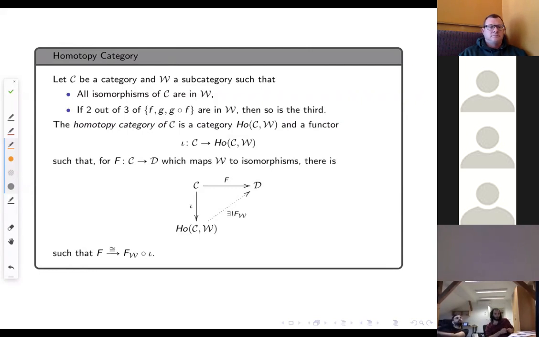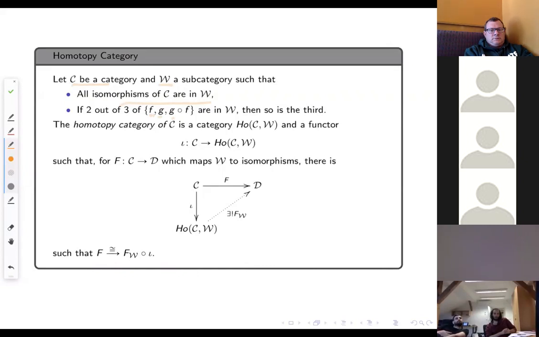homotopy categories in general. So suppose you have a category C and you have a subcategory W, and the subcategory W contains all of the isomorphisms in C. Okay, so in particular, it's going to contain all the objects, because each object has an isomorphism from it to itself, the identity. And suppose you had two composable arrows F and G, and 2 out of these 3 arrows are in W, then so is the other.